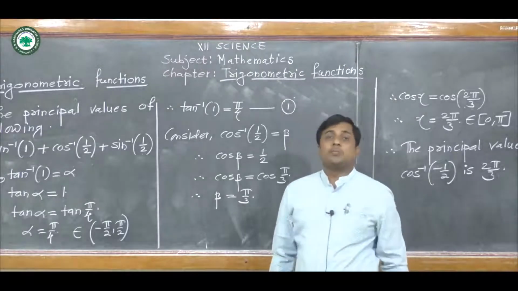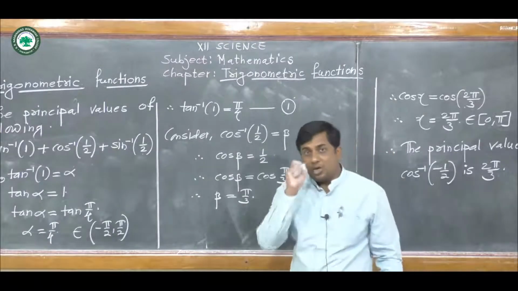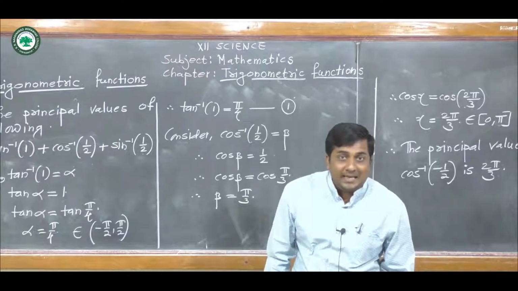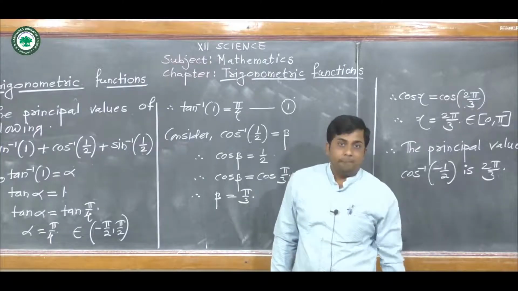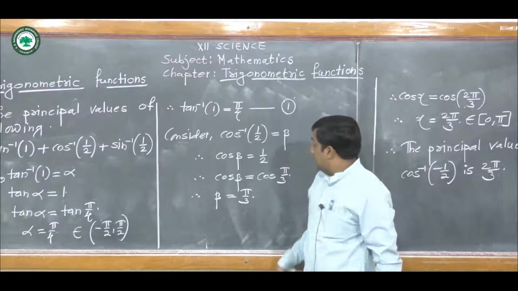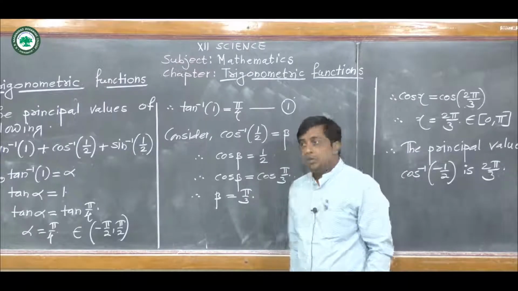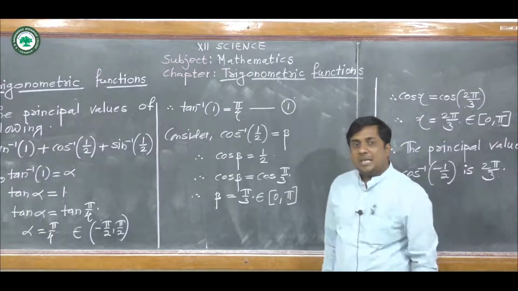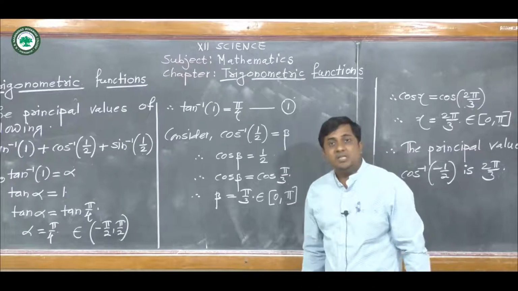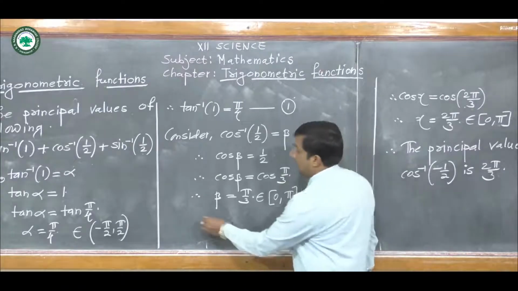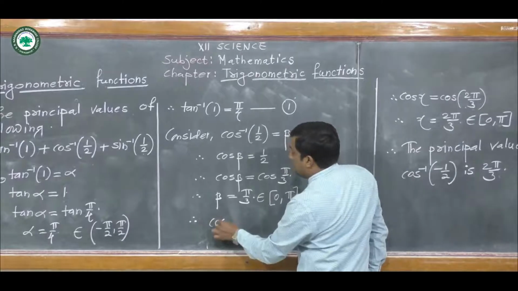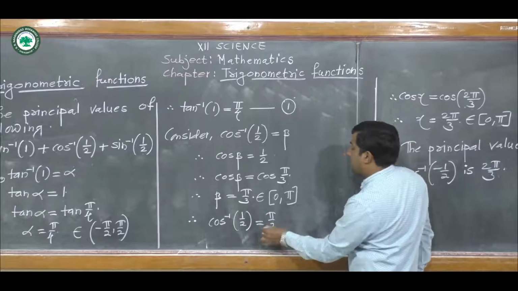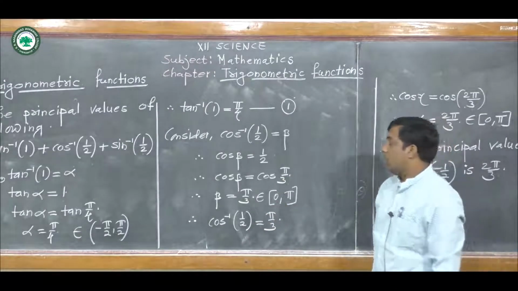Now we have to check whether this value lies in the principal value branch or not. Here we know principal value branch for this cos inverse is closed interval 0 to pi, and we know this pi by 3 lies in this interval. If this lies in this interval, this pi by 3 is the principal value. Therefore cos inverse of 1 upon 2 is equal to pi by 3. Now we go with our third.